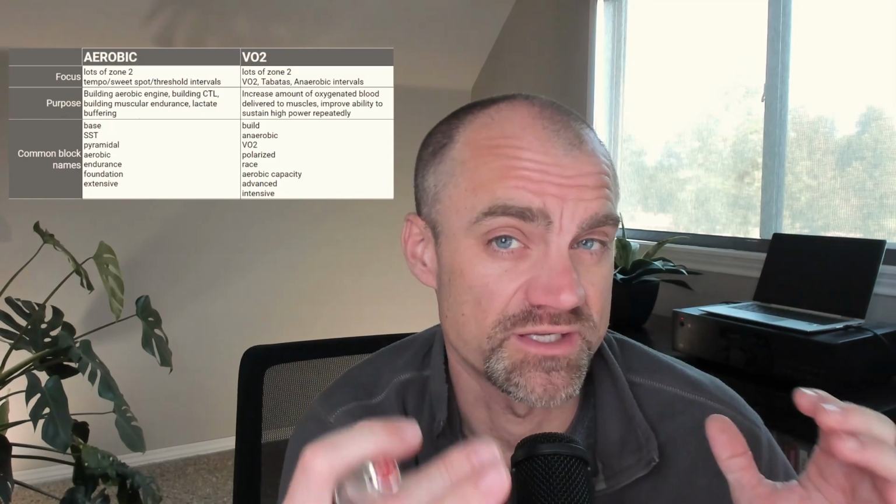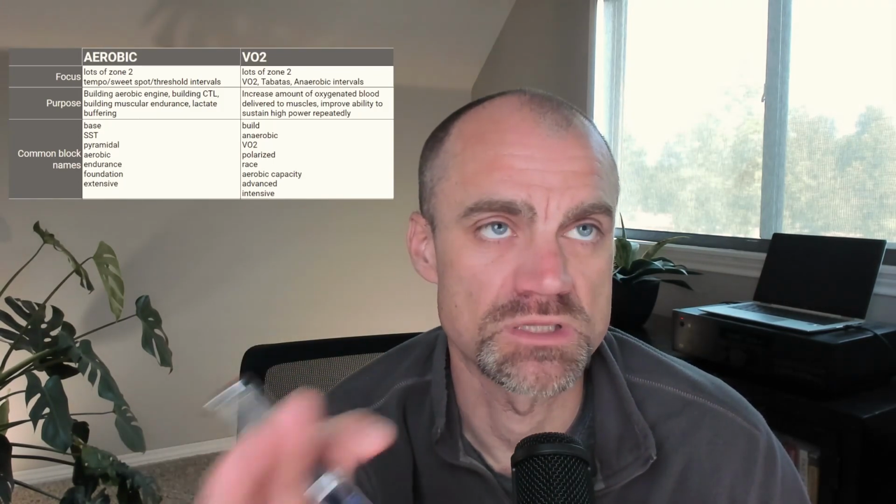But how you can think about this is that aerobic blocks are really focused on your muscle and building your mitochondrial function. So you're building your aerobic engine, you're able to build your CTL really nicely, and you're building muscular endurance. Really, really important, these aerobic blocks. And then VO2 is a little bit more focused on your heart. Your heart's beating really hard, and you're increasing the amount of blood volume that gets pumped out from your heart.